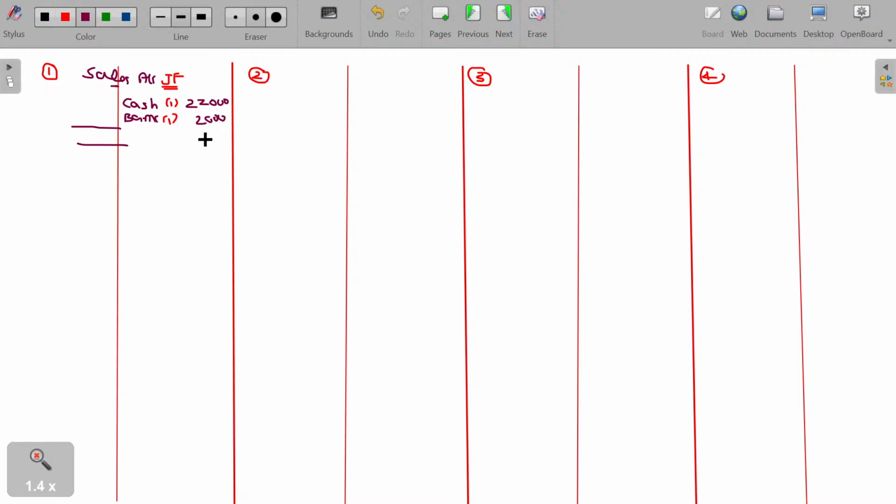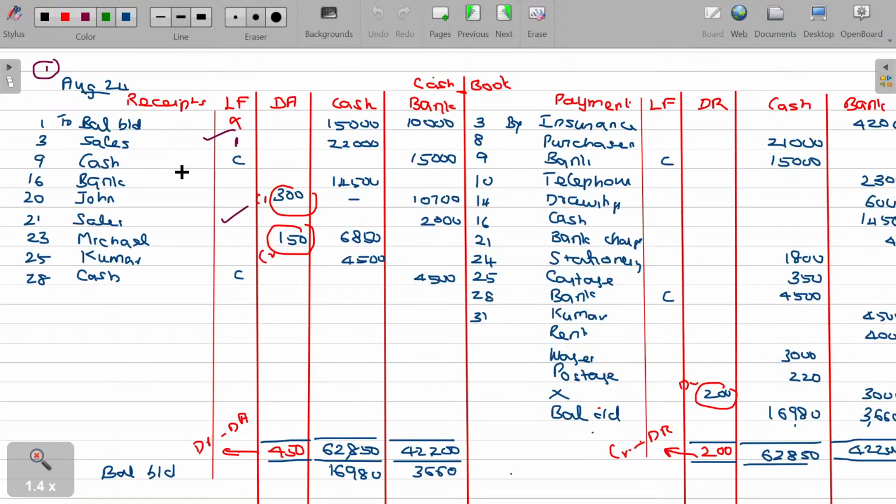Finish up tallying. 24,000. 24,000. Balance carried down. Balance brought down, 24,000. Is that clear? Sales is over. Next account.